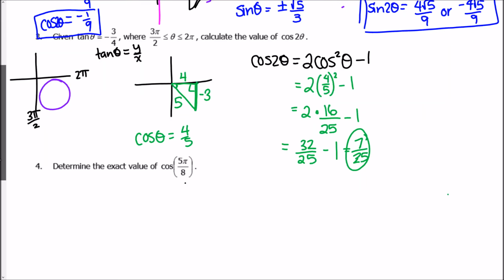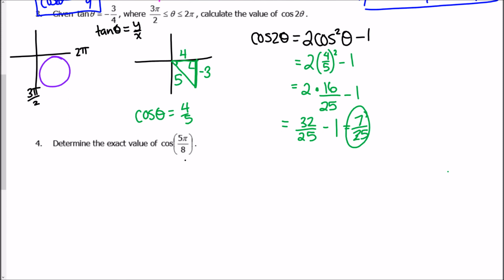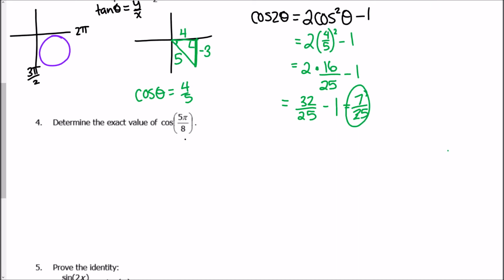All right, so question number 4 is really tricky. Number 4 says determine the exact value of cosine of 5 pi over 8. Okay, so what we're going to do is use the double angle formula here, but we are going to write out cosine of 2 theta is equal to 2 cosine squared theta minus 1. Okay, and if you guys notice right here, what we want to find is cosine of theta. So this time theta is going to be 5 pi over 8.